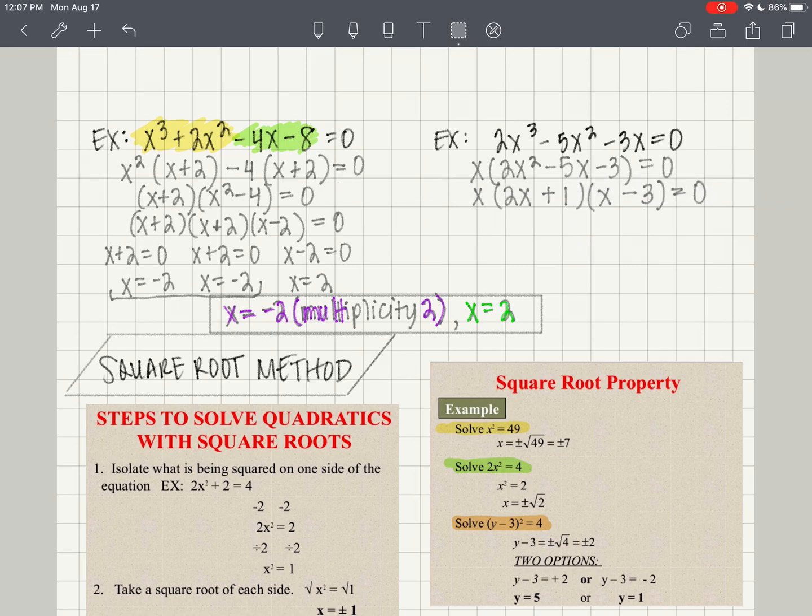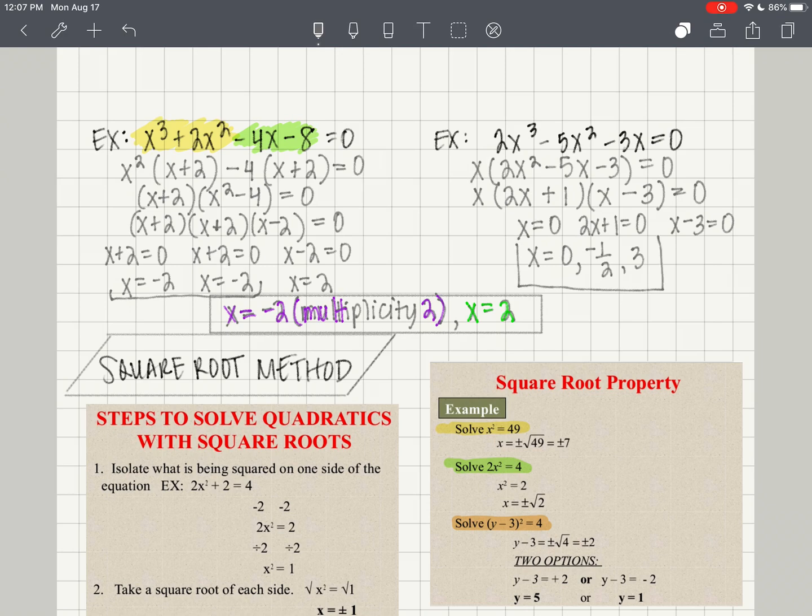Now that I've properly factored, I'm going to solve. X equals 0, that's my first variable factor. 2x plus 1 equals 0, that's my second variable factor. And x minus 3 equals 0, that's my third variable factor. So my answers are x equals 0, negative 1/2, and positive 3.